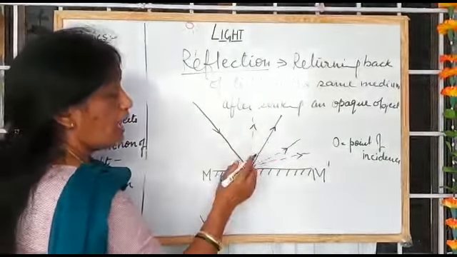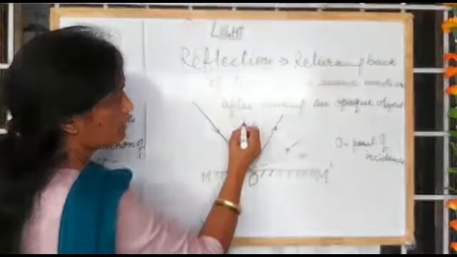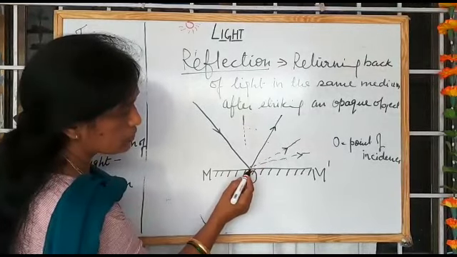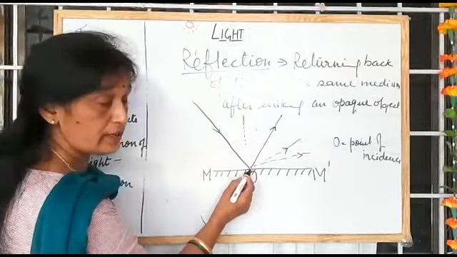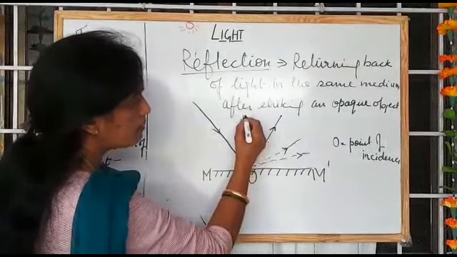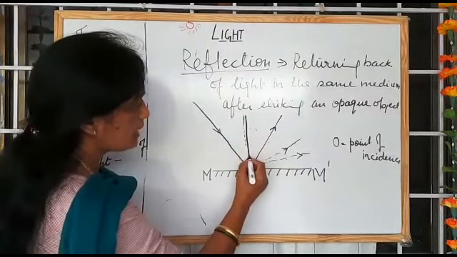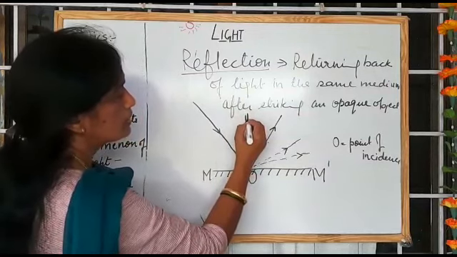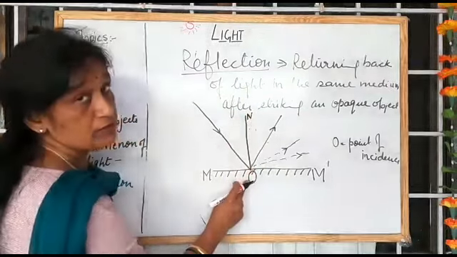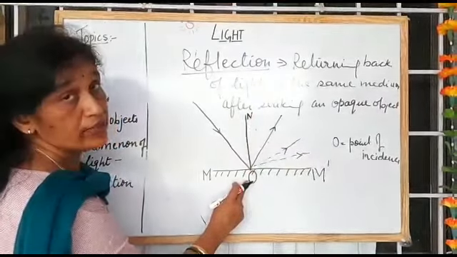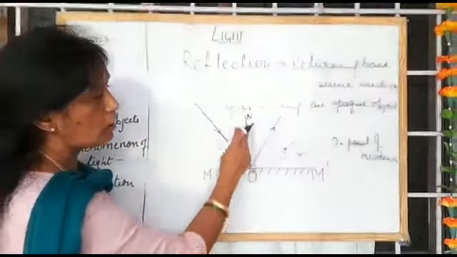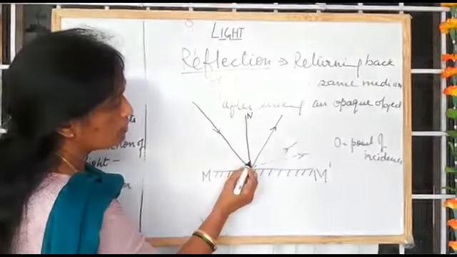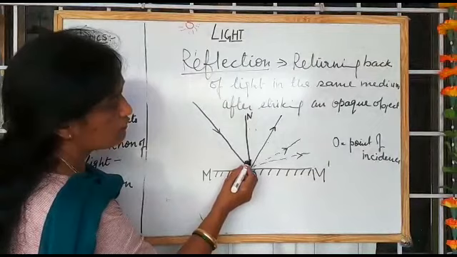So the rule is that the point at which the light falls is called the point of incidence. Okay, and if I make a perpendicular at this surface, which is called a normal. This is the normal at the point of incidence. What is normal? It is perpendicular at the point of incidence. That is 90 degrees. It makes an angle of 90.